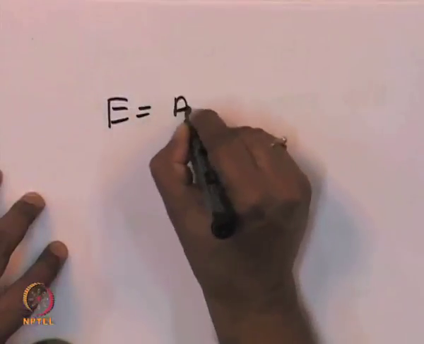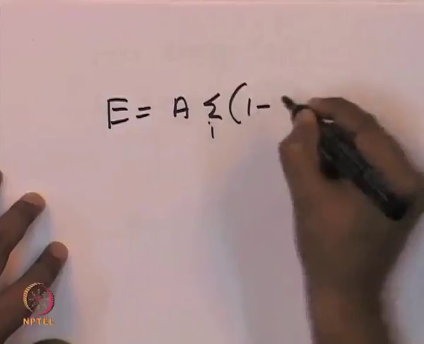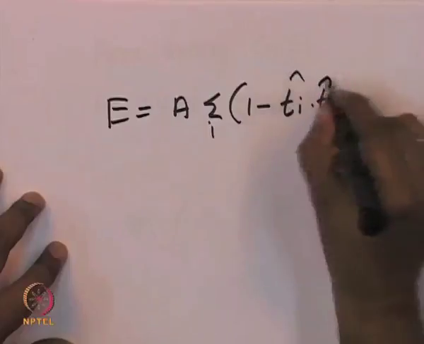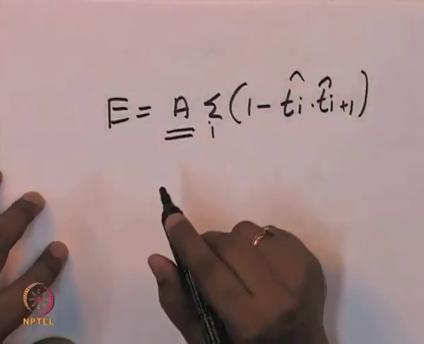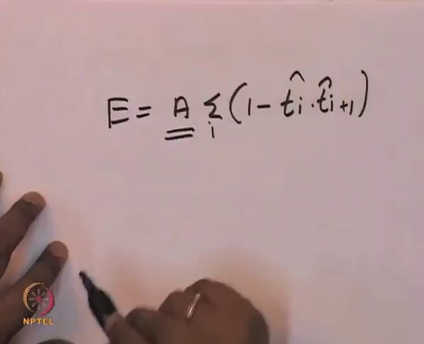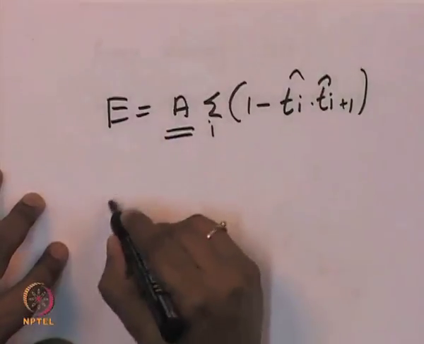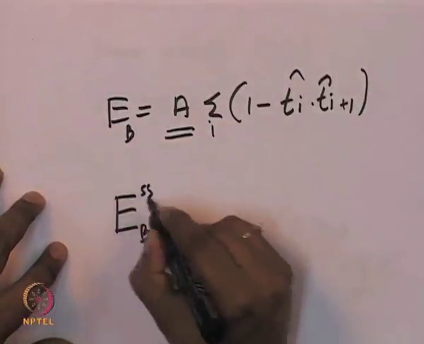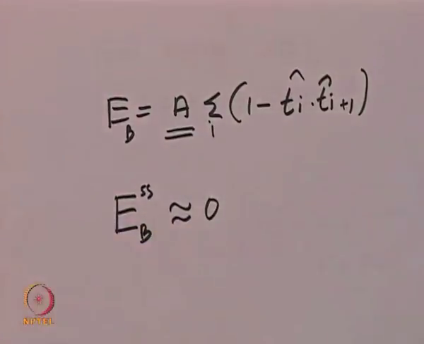We said that the bending energy E is A times the sum over i of 1 minus t_i dot t_{i+1}. For single stranded DNA, this A is very small, so that this energy can be neglected. So, for single stranded DNA we can take the bending energy as 0. There is no bending energy for single stranded DNA.